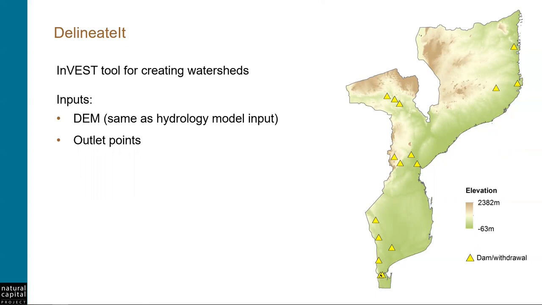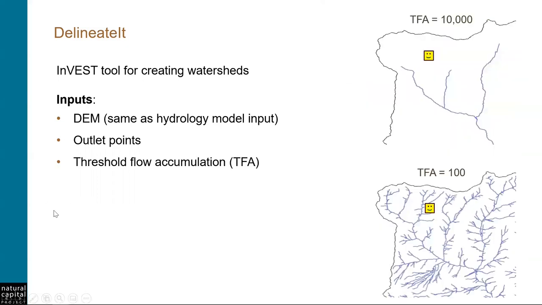It's important to make sure that you use the same DEM to create your watershed as you are using as input to the hydrology model. So in other words, the same DEM as you're using as input to the SDR, NDR, or seasonal water yield models. Because if you use a different source for your watershed, it might not line up correctly with hydrology that is generated by the model, and the results that are aggregated within that watershed will not be accurate.